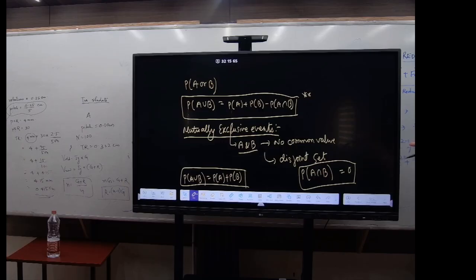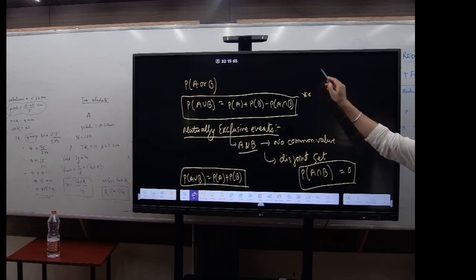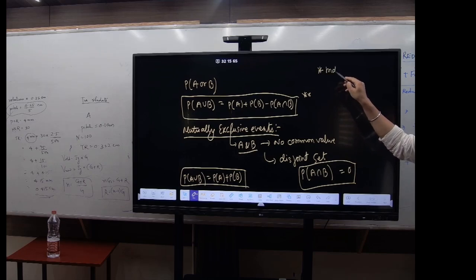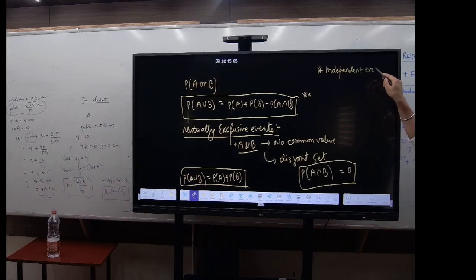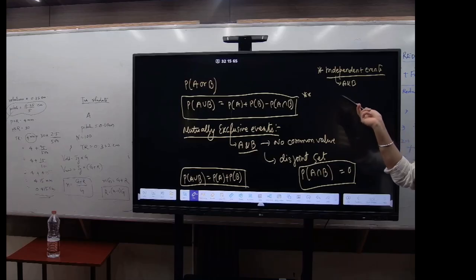Only if it is mutually exclusive. Second condition, is this understood? Second condition you all must have studied: independent events. Independent events means the occurrence of A will not affect the occurrence of B. Let's say I am tossing a coin and rolling a dice. After tossing, if it comes head, will it affect the outcome of the dice roll? No, it will not affect. Both are independent of each other.